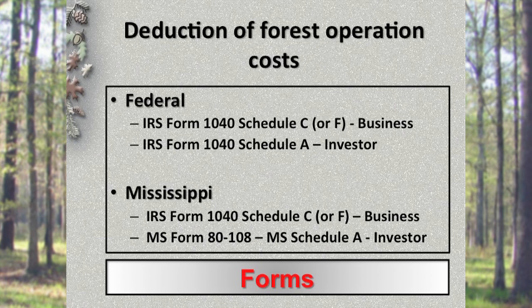Deduction of operation expenses: Schedule C or F if you're a business, Schedule A if you're an investor. We told you that Schedule A is kind of bad because you subtract what you spent, then subtract 2% of your adjusted gross income before it's deductible. So it's a pretty high floor for some people in the higher income practices. In Mississippi, you have a different Schedule A, so investors actually have to file more forms here because Schedule A is different in Mississippi than the federal one.